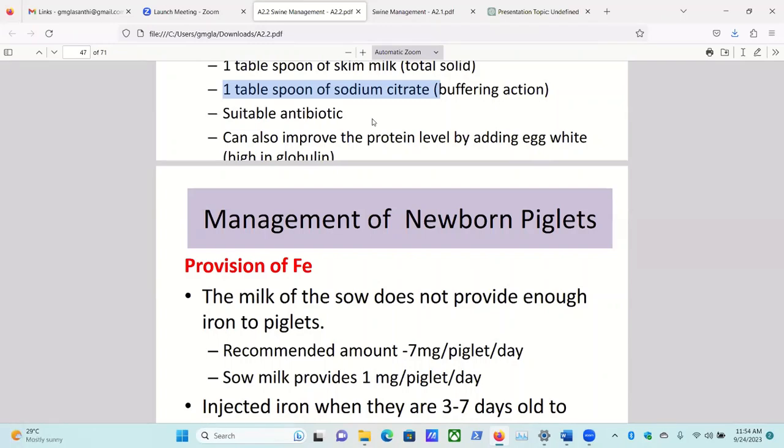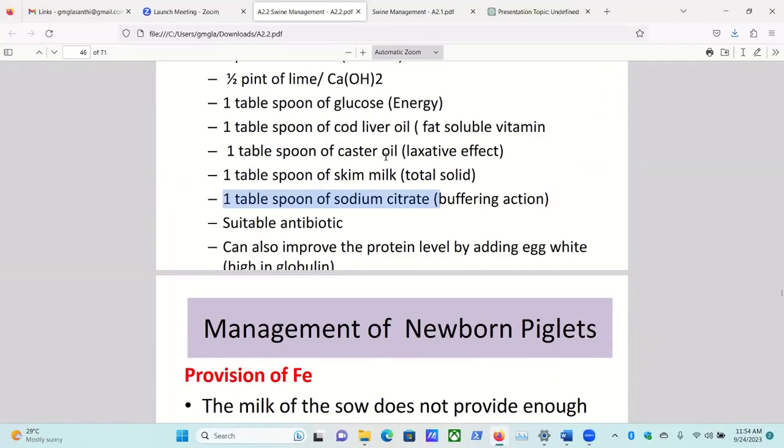gap. And we should add suitable antibiotics, amoxicillin or enrofloxacin or something, to fight against the bacteria. And to obtain more protein, we can add egg white as well. Egg white contains high globulin. So those are the things we should mix together to produce artificial colostrum if the mother is dead.